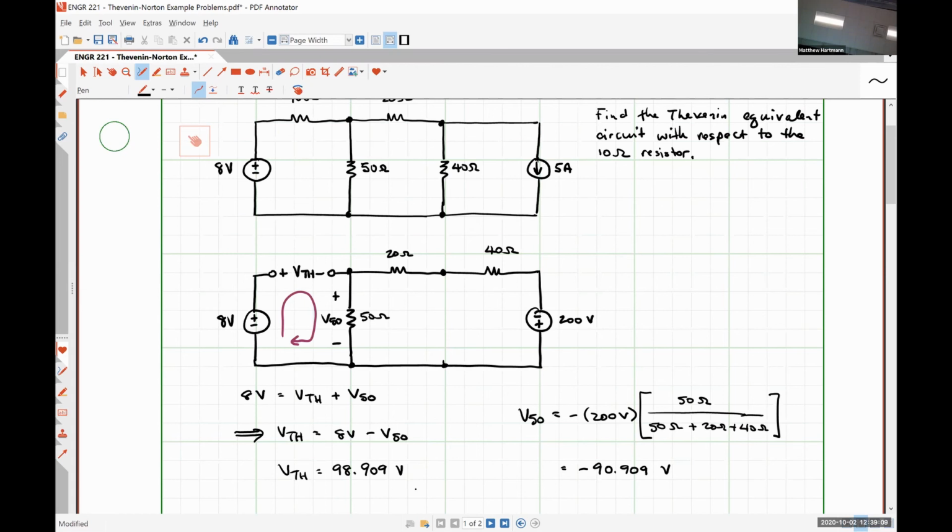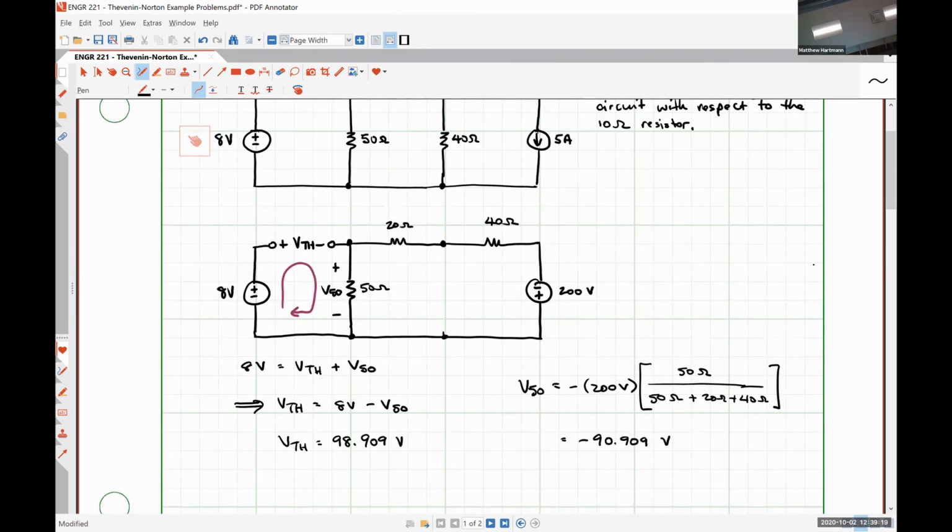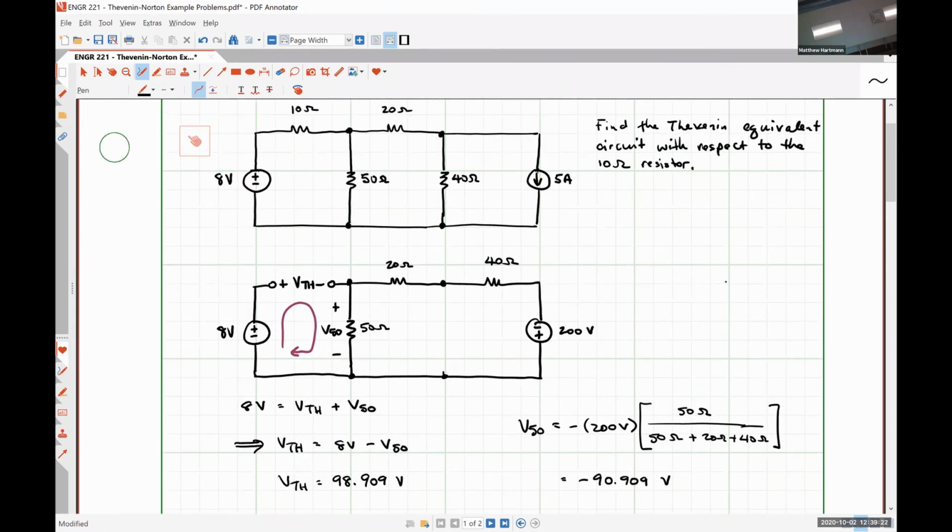It is very important how we go about determining the Thevenin resistance, which is actually what we're going to do next. So to determine the Thevenin resistance, we're going to start with this exact same original circuit, with the 10 ohm resistor taken out.